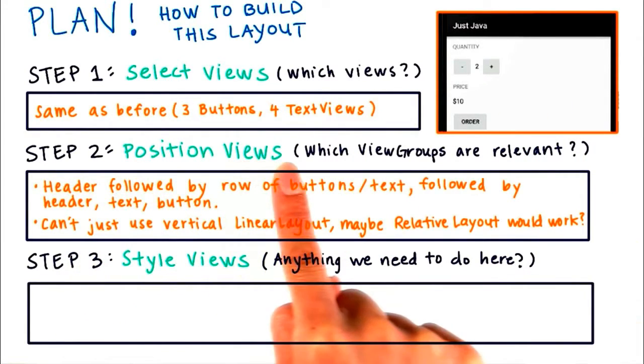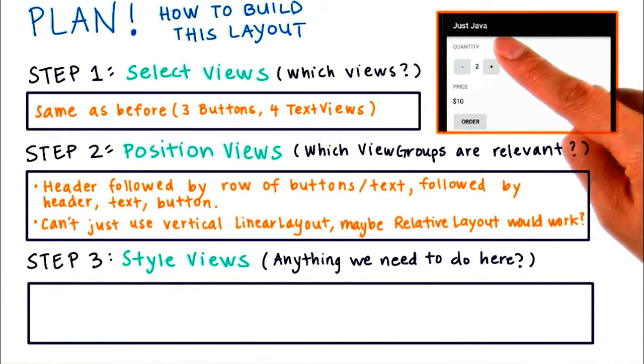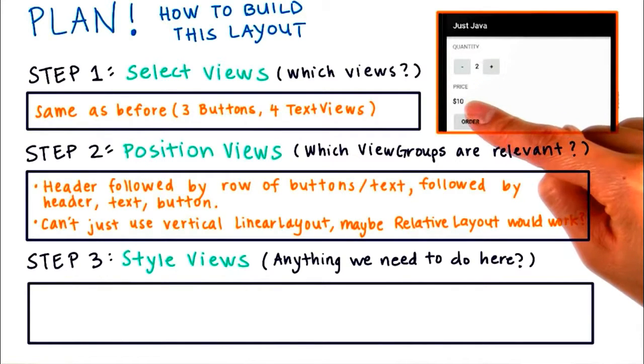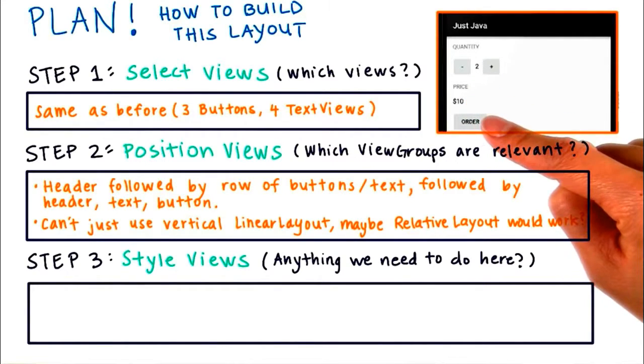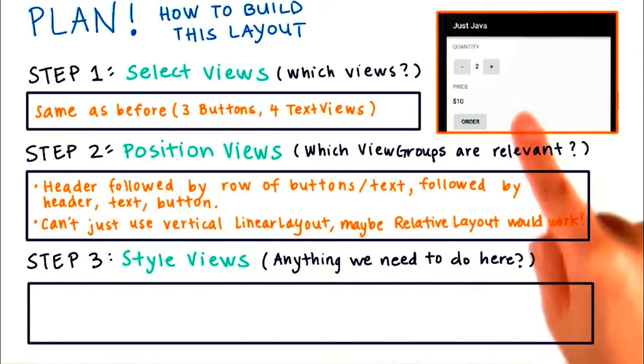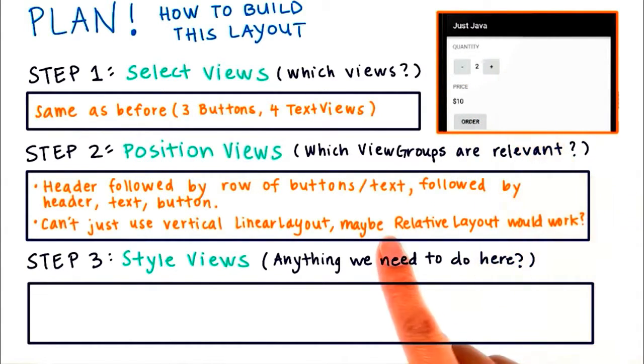For step 2, positioning the views, I first describe what the layout looks like to me. I see a header followed by a row of buttons and a text view. Then I see another header and another text view. And lastly, that is followed by an order button. From this observation, I notice that we can't just use a vertical linear layout because this item here is made up of more than one view. We could potentially consider relative layout, but I'm going to leave a question mark by that.